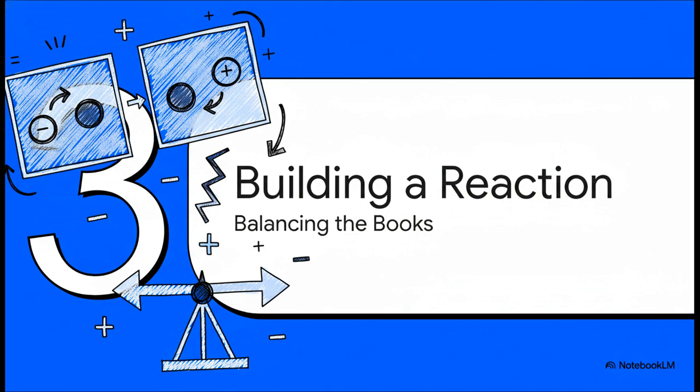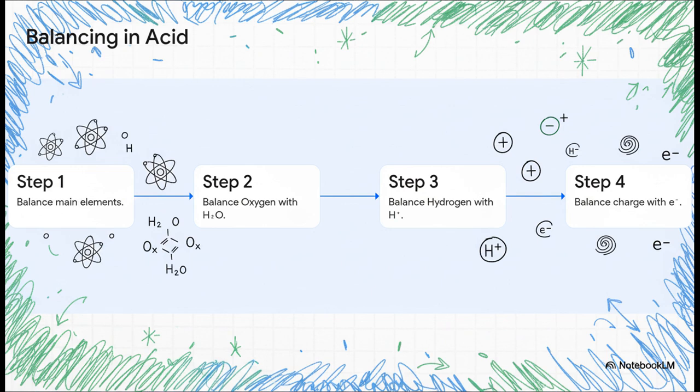Well, the trick is to break the reaction into 2 parts, the oxidation and the reduction, and balance them separately. We call them half equations. And for balancing these in an acidic solution, there's a fantastic step-by-step recipe. First, you balance the main elements. Then you use water molecules to balance out any oxygens. Then use hydrogen ions to balance the hydrogens you just added. And for the grand finale, you add electrons to make sure the charge is the same on both sides.